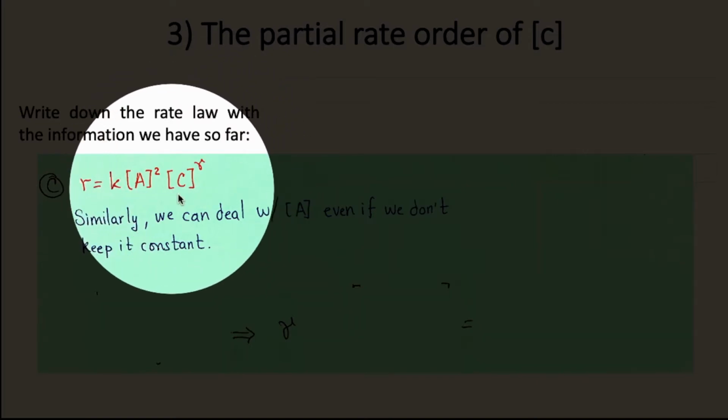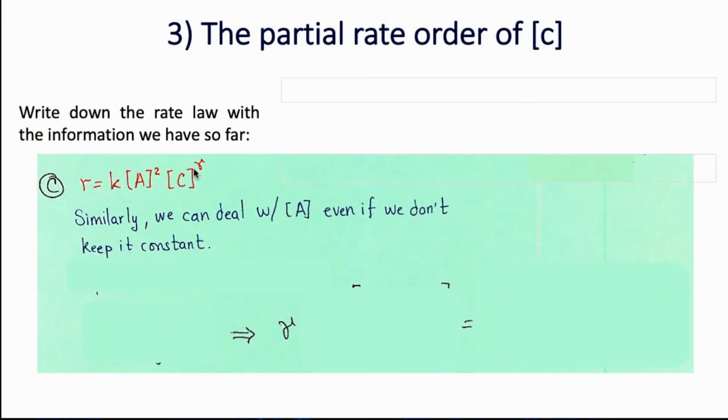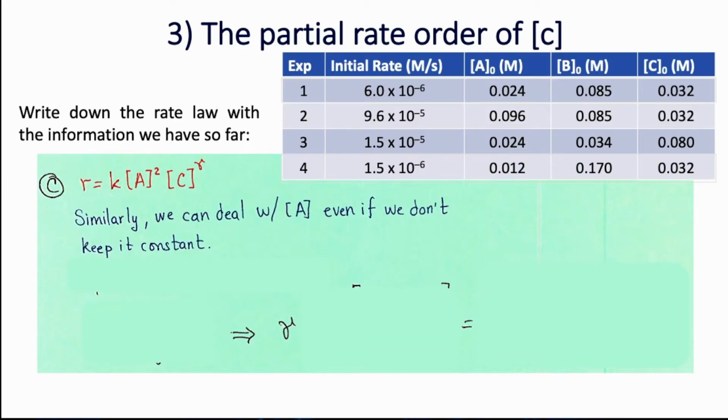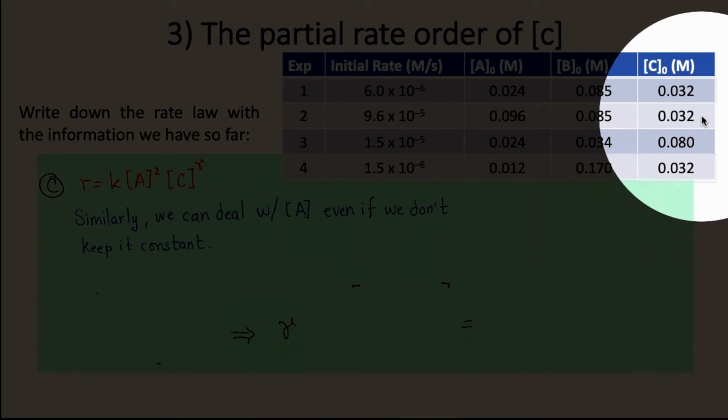Now I only need to solve for gamma to find out what the partial rate order with respect to C is in my reaction. Again, I'm going to do something similar to what I did before, because I know how to deal with A, and I know that B doesn't affect the rate. Now if I want to find out the partial rate order of C, I need a set of experiments that change the concentration of C so I can see the effect of that change in the initial rate. If you look at the column for concentrations of C, it is constant in experiments 1, 2, and 4, and the only one that is changing is experiment 3.